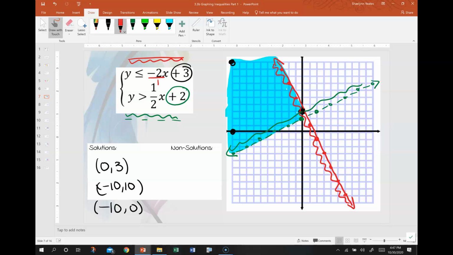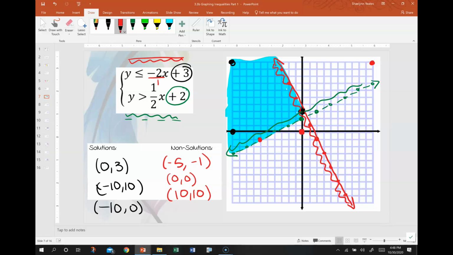So now if I want some non-solutions, I'm going to pick a point on the green line, because any point on the green line doesn't work. So this is negative 1, 2, 3, 4, 5. Negative 1. I know that any point that's not colored in blue is not going to work. So like the point 0, 0 won't work. Or the point 10, 10 won't work. And those are 3 non-solutions.